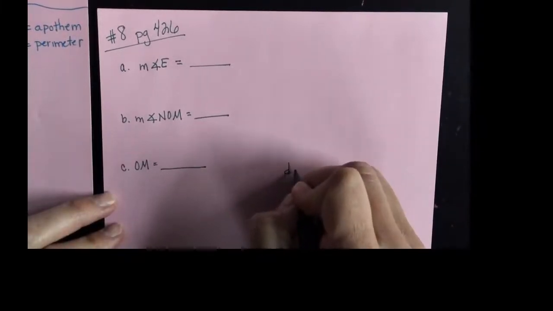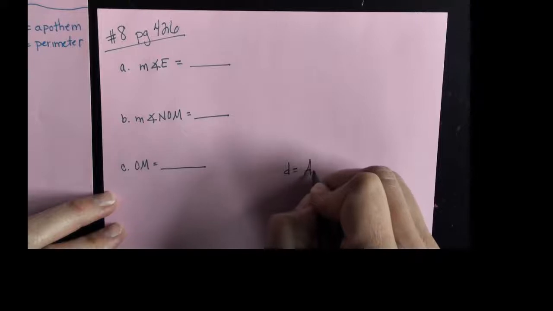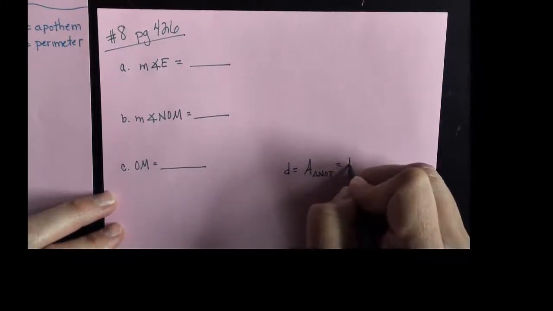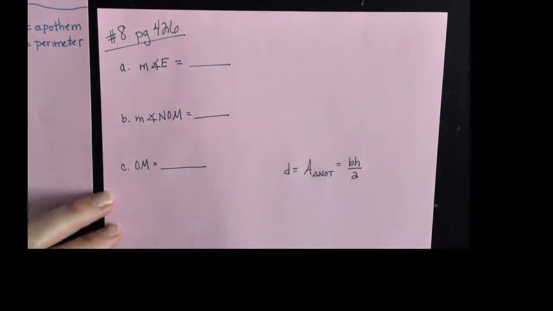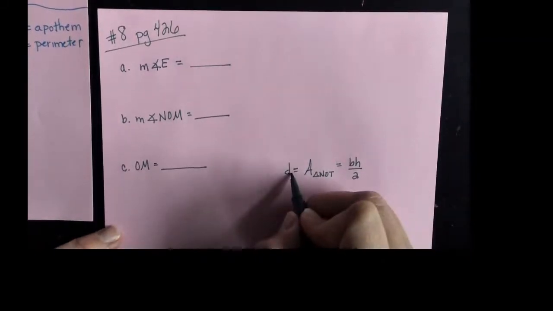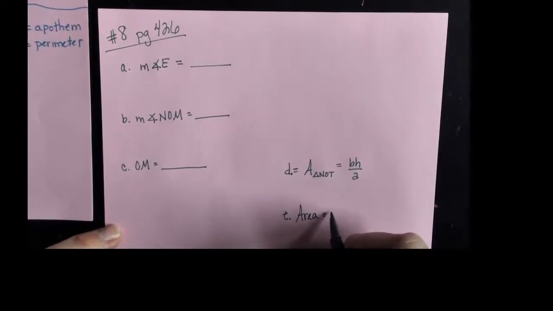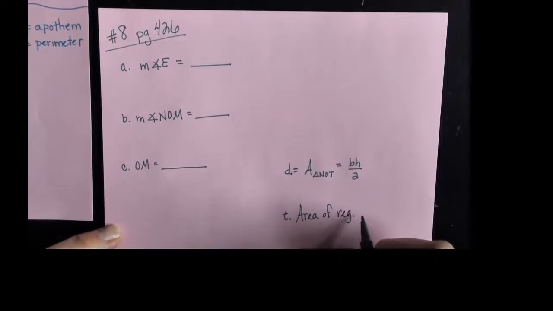Then part D, we wanted to find the area of triangle NOT, which means we had to do base times height divided by 2. And finally, part E wanted the area of the entire regular pentagon.